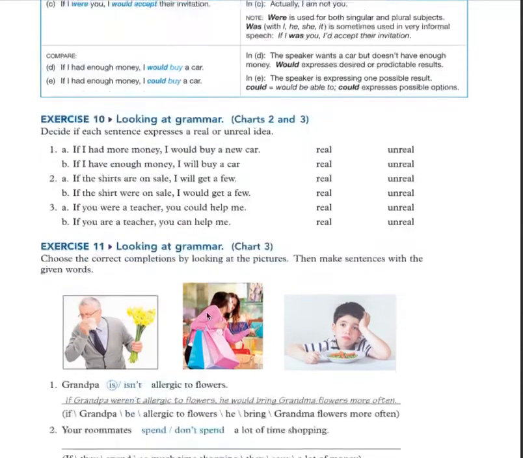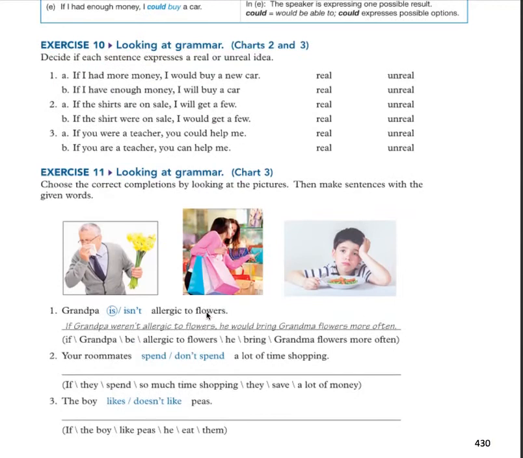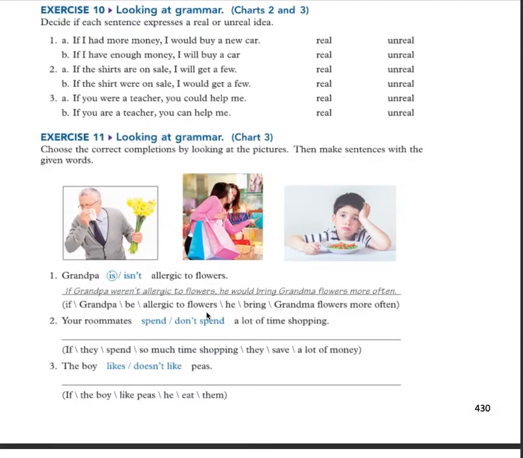Now look at exercise 11. Look at the pictures. There's Grandpa with flowers. There are your friends with all those shopping bags. And there's this little boy. Look at his facial expression with his vegetables. Okay? So look at number 1.